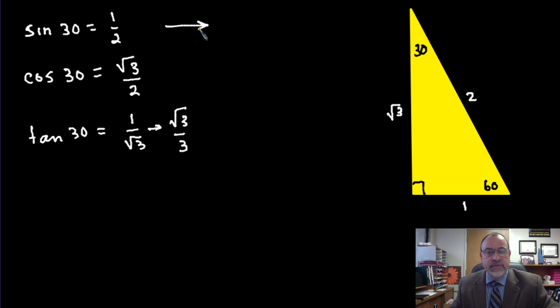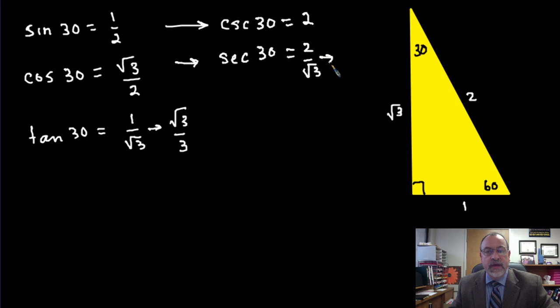Then if we wanted to look at the reciprocal functions, you remember it's simply the reciprocal ratio that we have here. So the cosecant of the 30-degree angle is simply the reciprocal of what I have here, which is 2 over 1, or 2, hypotenuse over opposite. The secant is the reciprocal of the cosine, so this would be 2 over square root of 3. And then again, you may see its rationalized version looking like that. You'll want to be able to recognize that as well.